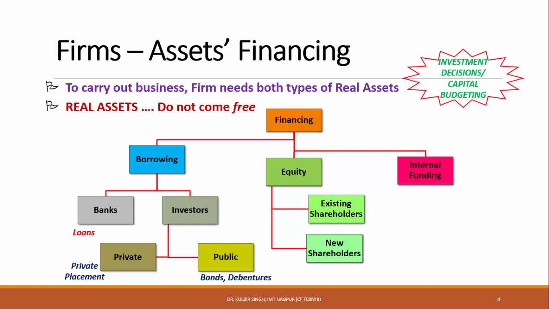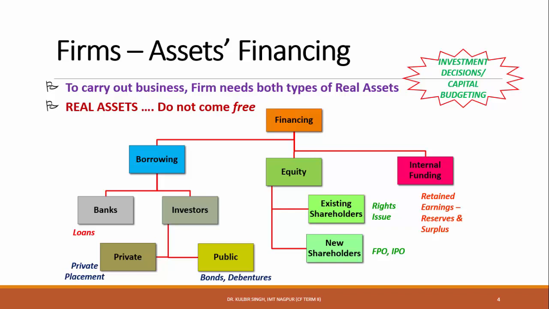Financing from equity can come from existing shareholders in the form of a rights issue, while from new shareholders it can be in the form of FPO or IPO. FPO is when a firm has already issued equity share and wants to issue more equity shares to raise money. IPO is when a firm raises equity issues first time in the market. The third form of financing is internal funding, which basically consists of retained earnings in the forms of reserves and surplus.